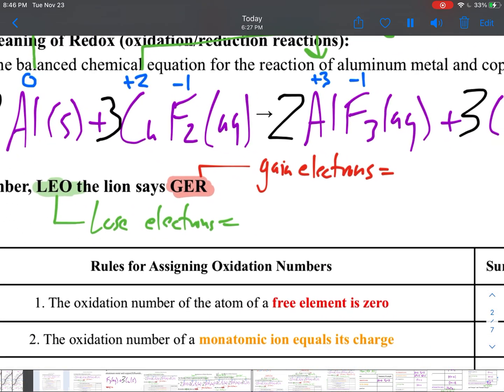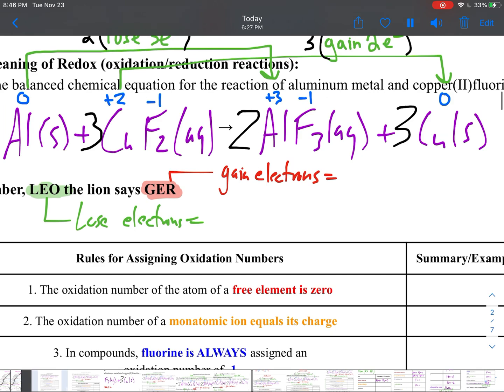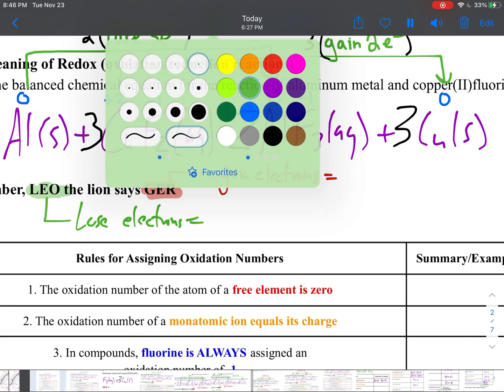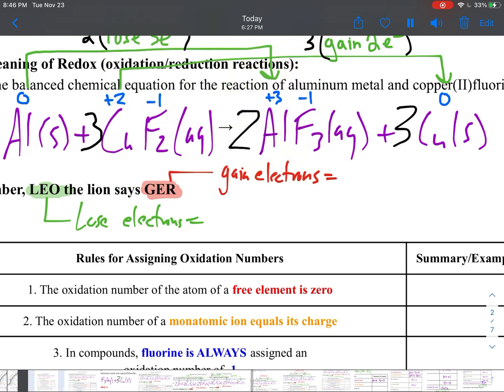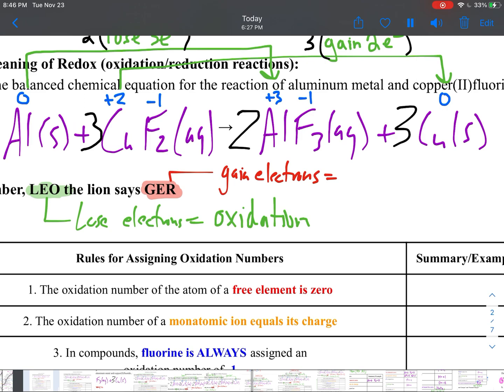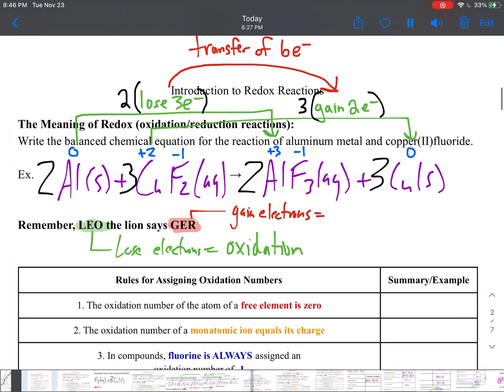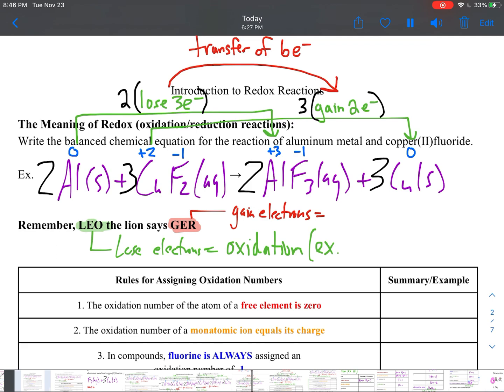Leo the Lion Says Grr is an easy way to remember which one's which. Let's start with Leo. Leo stands for lose electrons, is oxidation. And we saw oxidation with the aluminum in the example above.